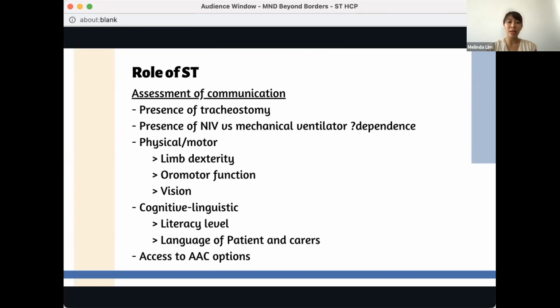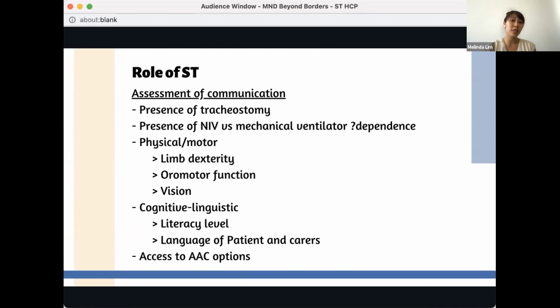And by looking at how well they can point, for example, how well they gesture, we can then have an idea of what would be suitable. And of course, we will work very closely with our OT colleagues to get a better sense of what options are available in terms of access to communication devices.